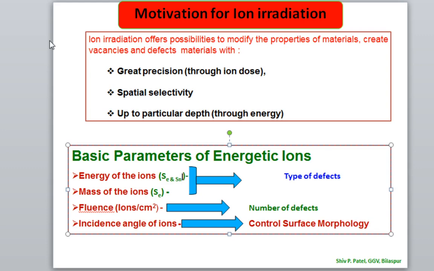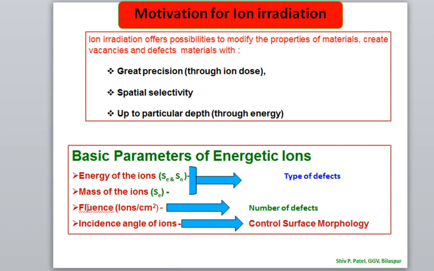So both Se and Sn give different kinds of properties to the material, different types of defects in the material. Similarly, the mass of the ions also gives the type of defects.